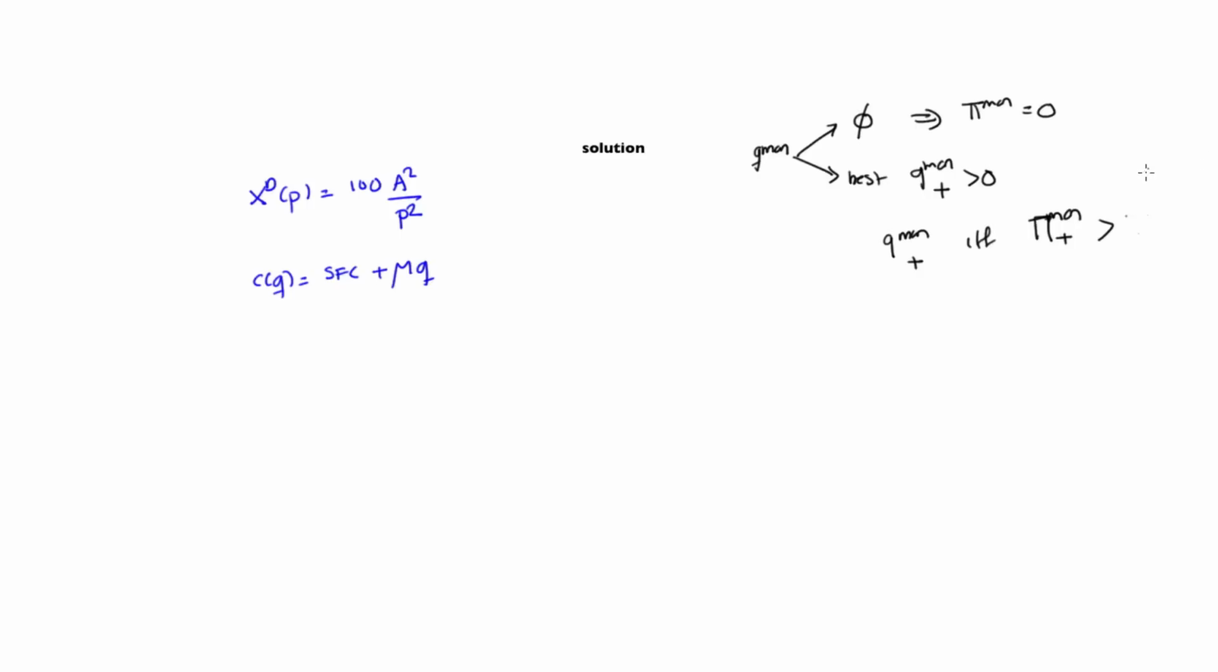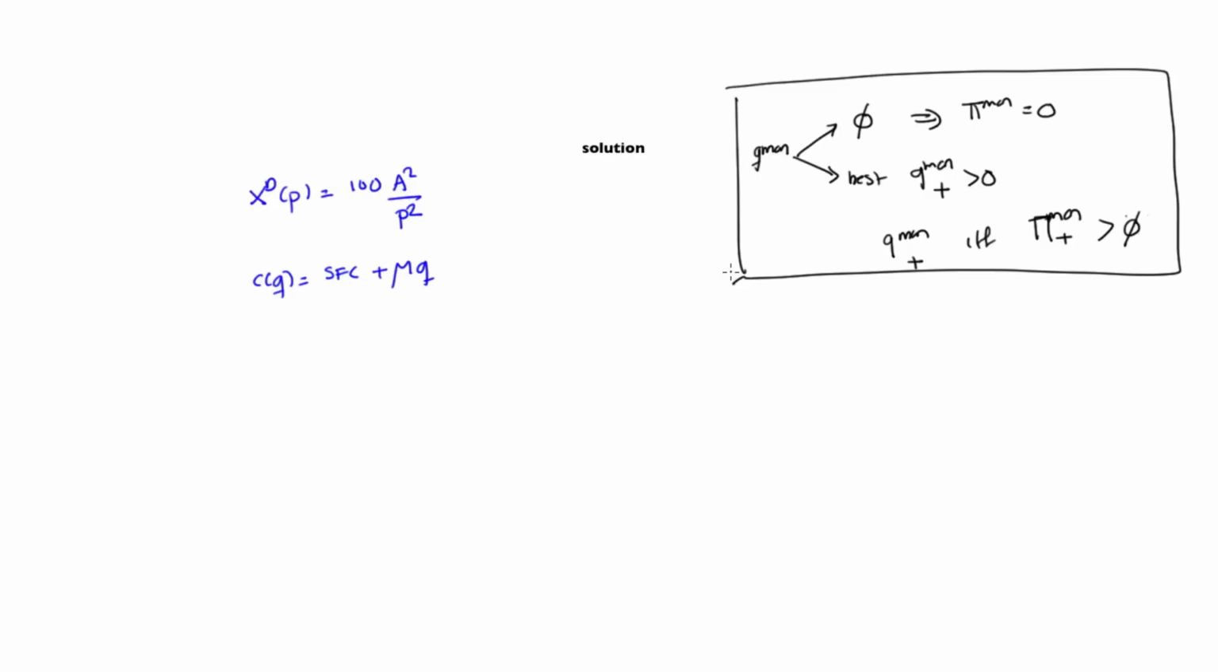Okay? Which it can achieve by producing nothing. That's the key idea of the problem. Now let me solve it for you. Well, we know what it does if it produces zero. Let's look at what is the best that it can do if it produces a positive amount.